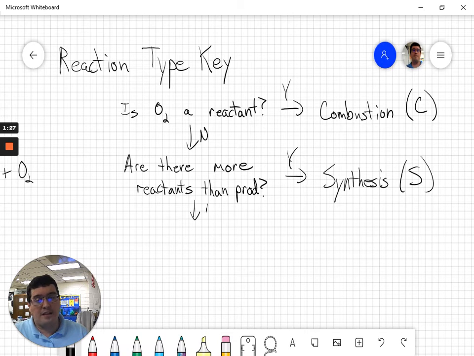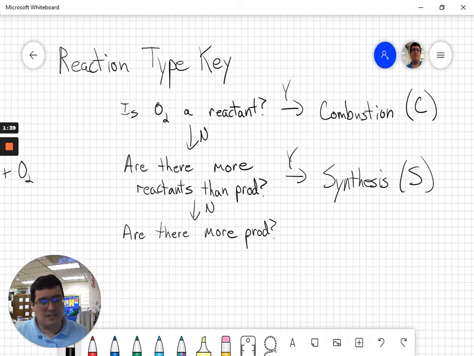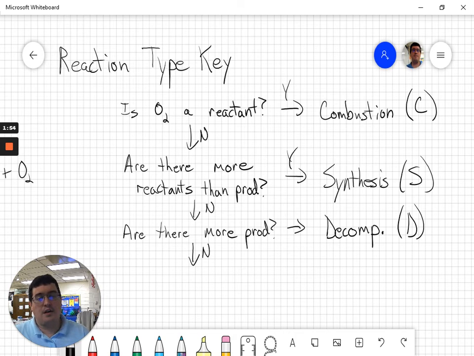If there are not more reactants, well, are there more products? Do you have more product than reactants? If you've got more products than reactants, then you've got a decomposition, which I'll abbreviate even smaller. It's a capital D.